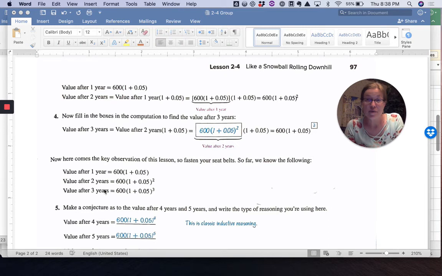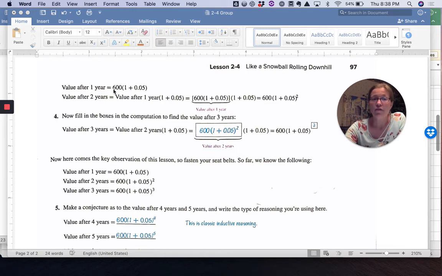So then when we turn the page to page 97, we're working through the numbers behind, the pattern behind what's happening here to build a formula. So after 1 year, we've got our principal, 600, and we have 100% of that. Remember, 100%, when I move the decimal over 2, it's 1. And then here's my interest rate, 5%, move it over, it's 0.05. So my new value is 100% of the principal plus an additional 5%. All of that times what the principal is.